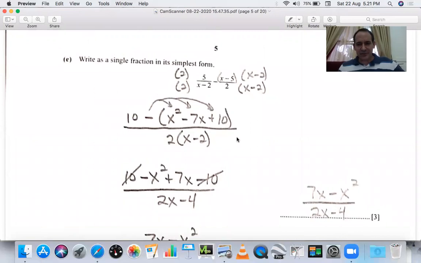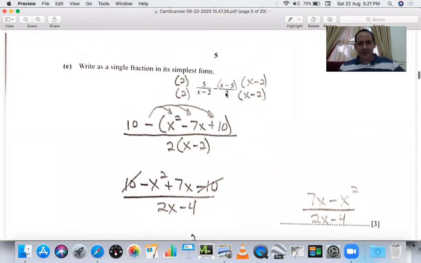This is just finding common denominators, and yet a lot of students struggle with this when you shouldn't. Simple common denominator, you have a factor of 2 and you have a factor of x minus 2. This one has the x minus 2, it needs the 2.